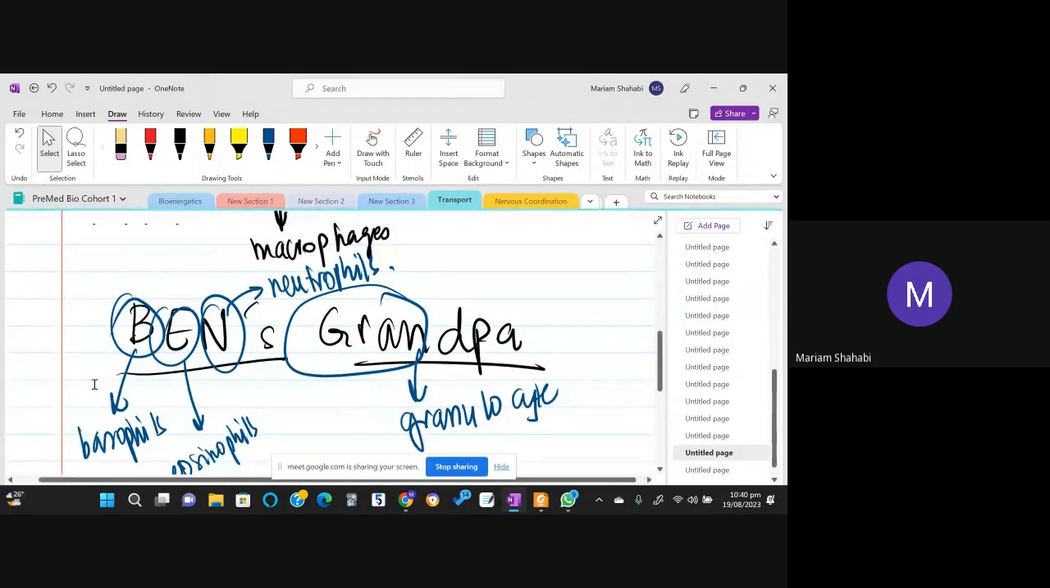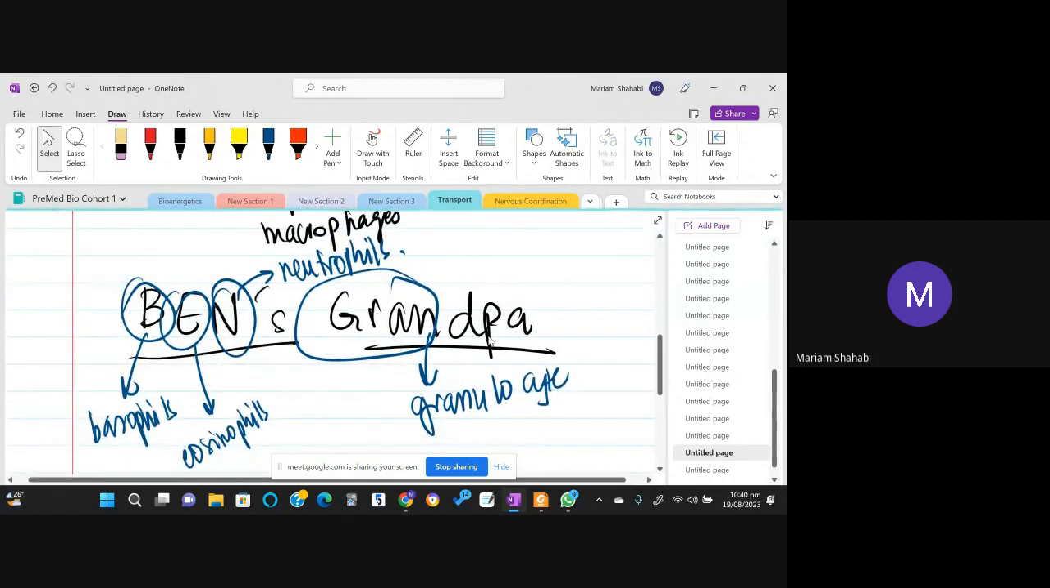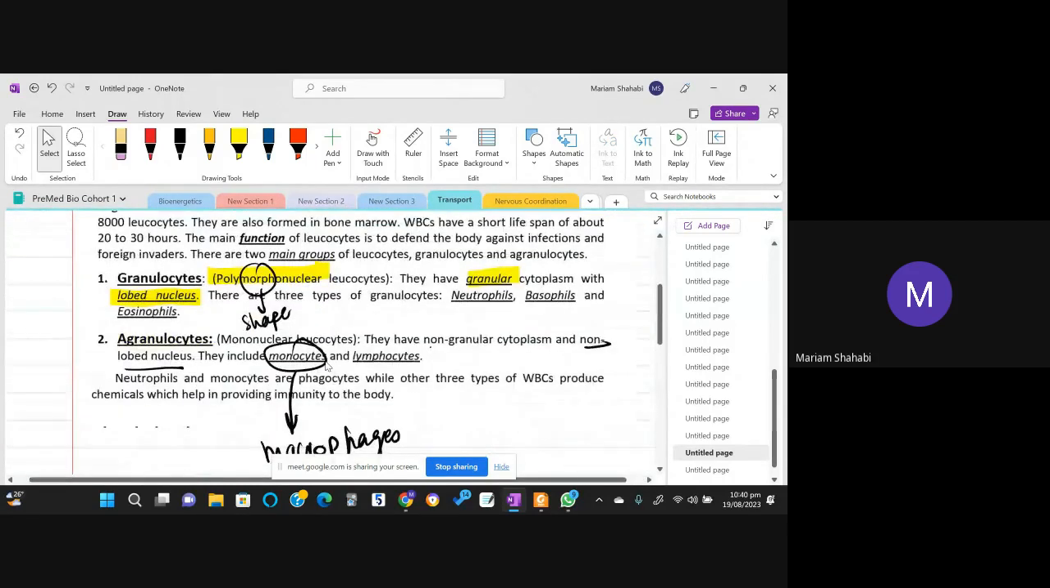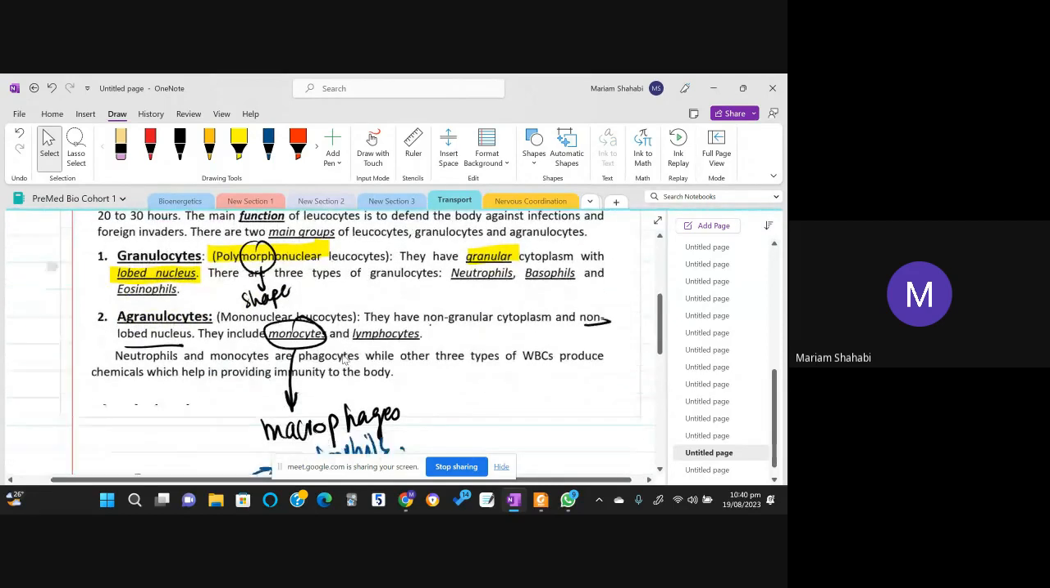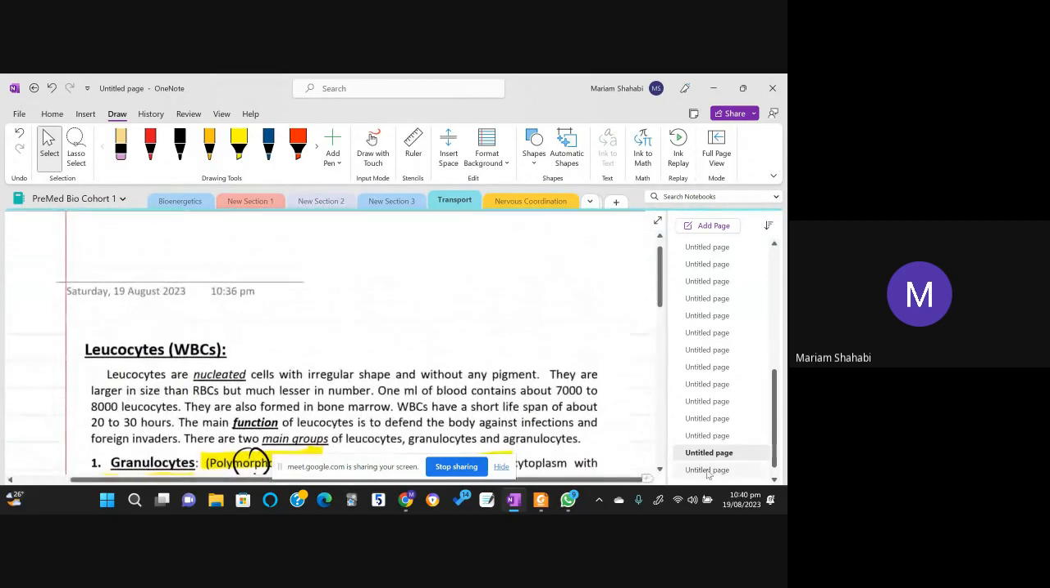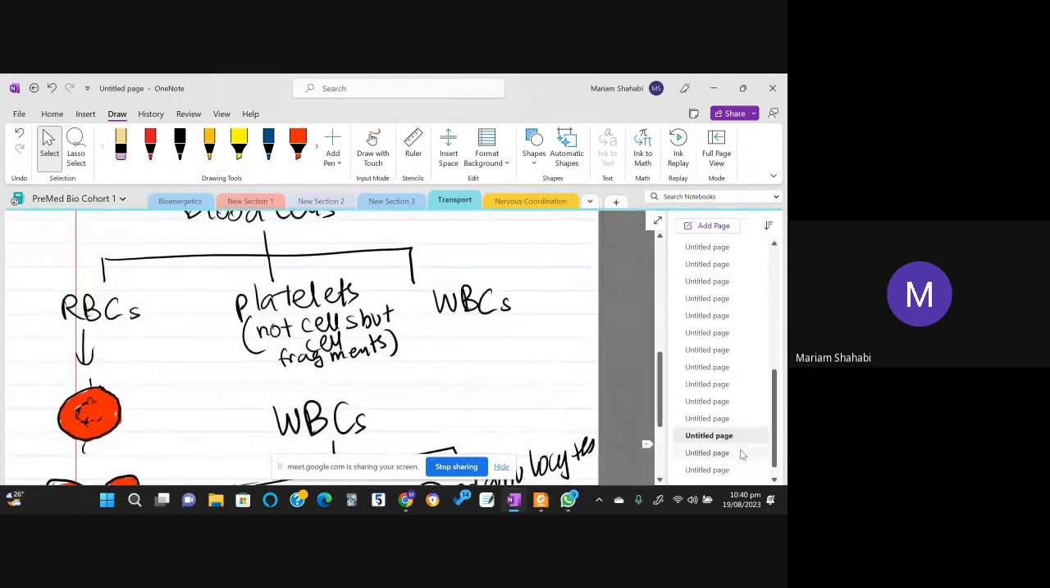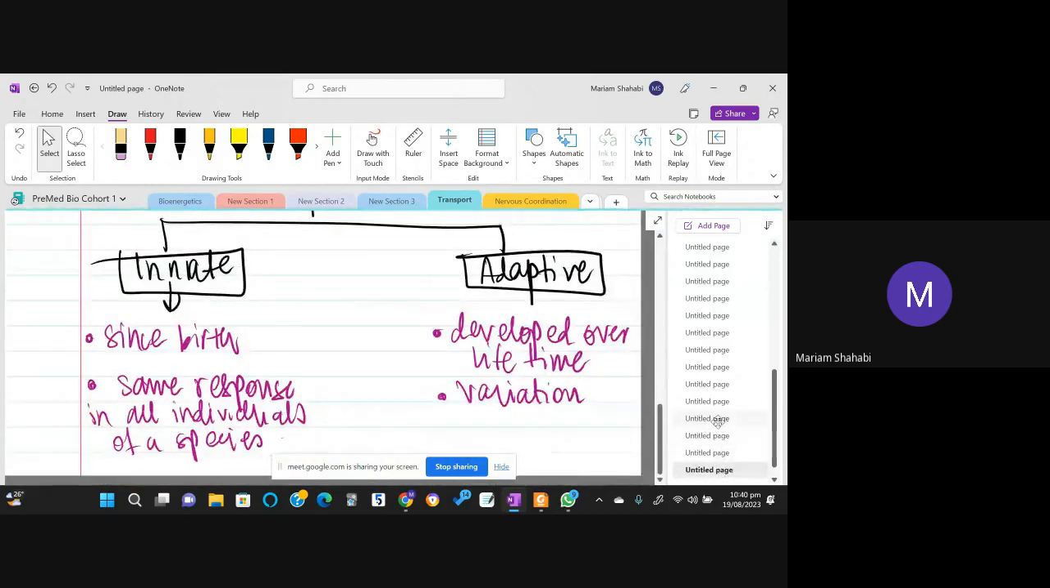So basophils, eosinophils and neutrophils, these are granulocytes. ठीक है. और जो बच गए, कौन बच गया? Lymphocytes बच गए, monocytes बच गए. These are agranulocytes. बस that is that. And इनके functions बस जल्दी से skim कर लेते हैं and we'll be done.